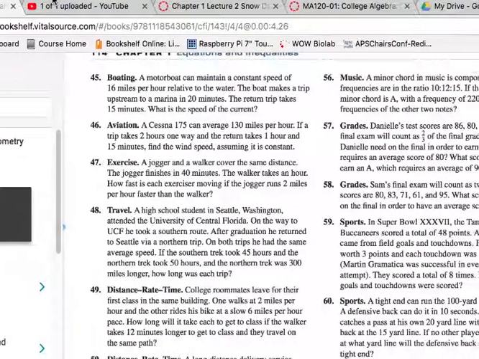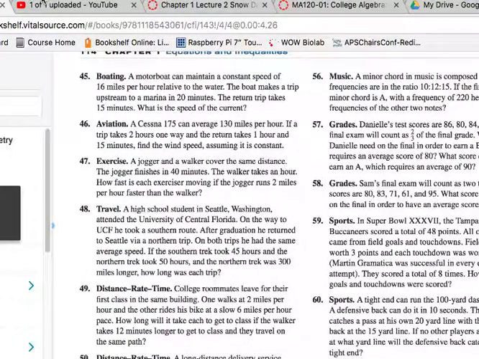So for this little lecture chunk or example problem, since we're focusing on sample problems, I want to look at number 45 from the text. In here we have a motorboat that can maintain a constant speed of 16 miles per hour relative to the water. The boat makes a trip upstream to the marina in 20 minutes. The return trip takes 15 minutes. What is the speed of the current?